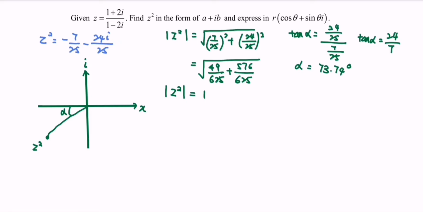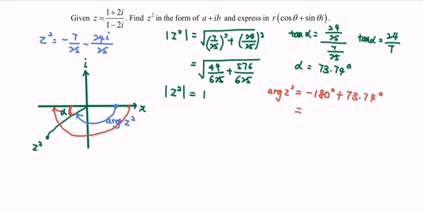Next, what we have to do is find the argument. So where is the argument? Referring to 0, here will be the starting point, and this will be the argument of z squared. Starting from here until this part, the argument of z squared equals negative 180. Now we have to subtract the alpha, the basic angle, so plus 73.74 degrees, because it is in the opposite direction. So finally, the argument of z squared will be negative 106.26 degrees.